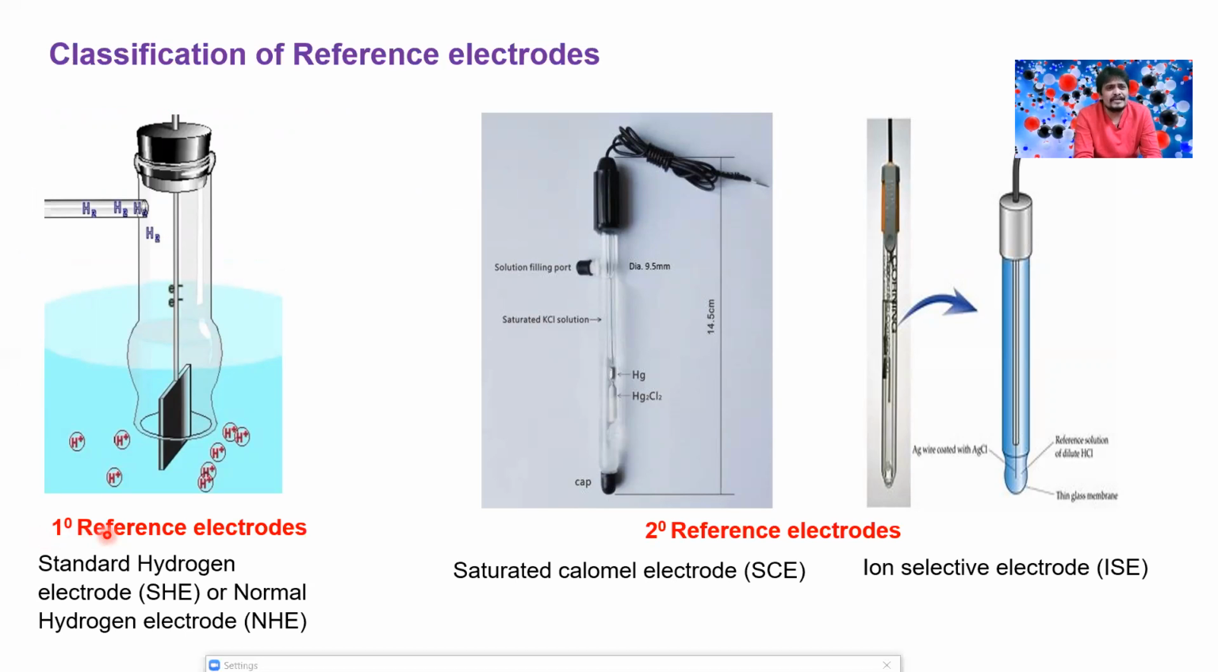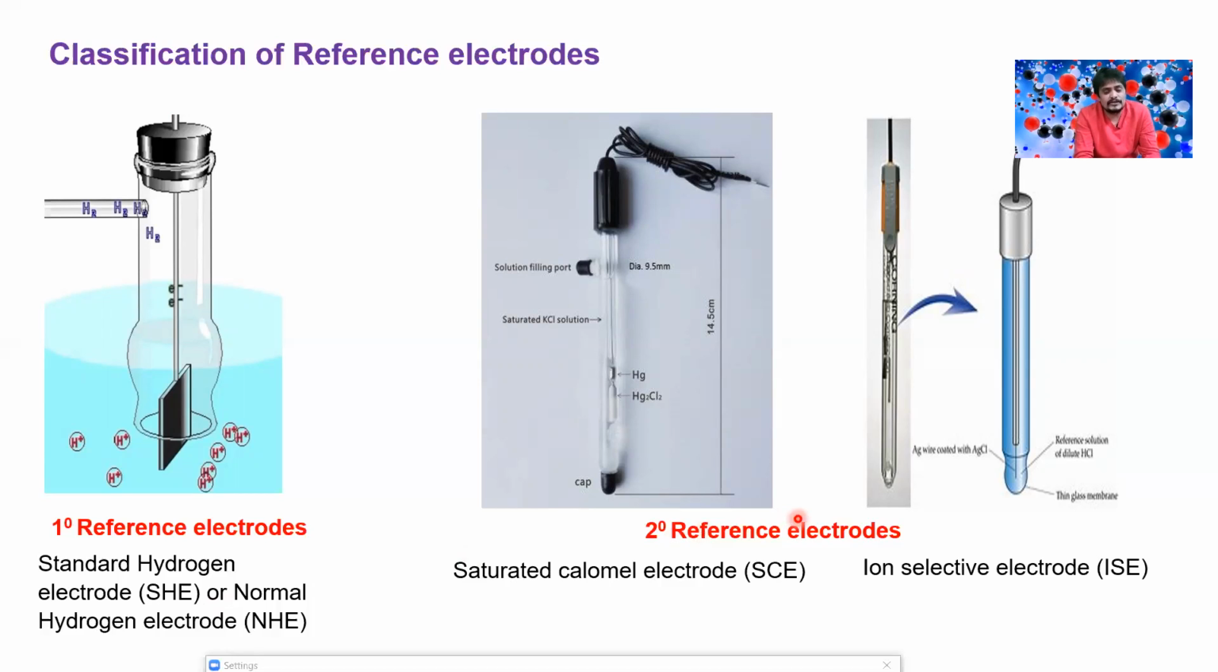The most familiar example of the primary reference electrode is the standard hydrogen electrode, abbreviated as SHE, which is also called the normal hydrogen electrode, abbreviated as NHE. So this is about the primary reference electrode. Usually the gas electrodes are the primary reference electrodes, and other than the gas electrodes are the secondary reference electrodes.